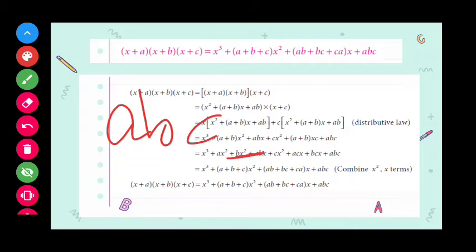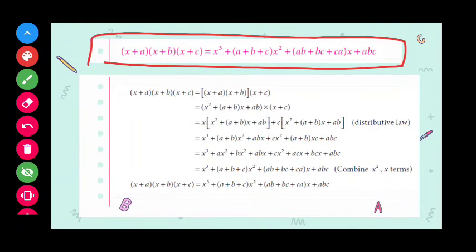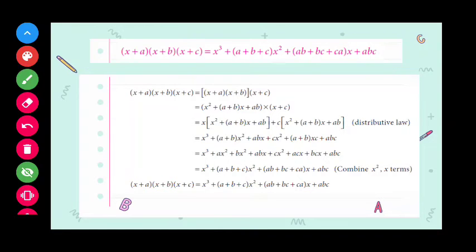So how should you go? x cube, x square, x, and no x. Okay, fine. I hope you all understood this identity, I mean only the identities part. So proving an identity is not a big thing. You should have basic knowledge about multiplication of algebraic expressions, that's all.